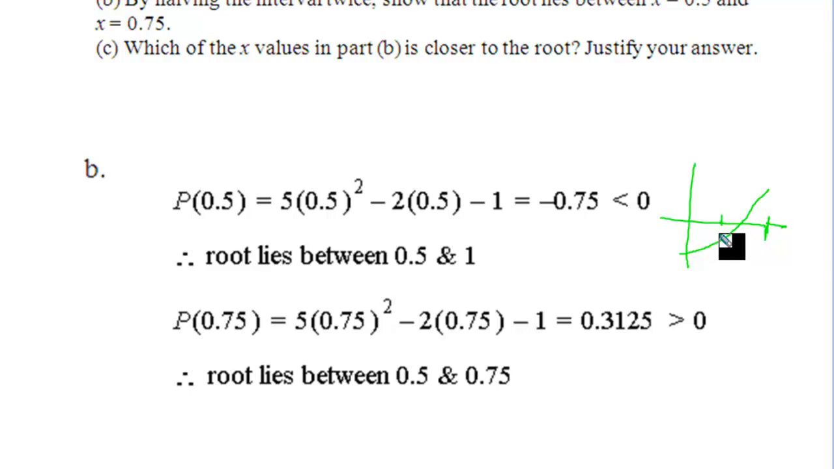So when we take a half, it's still negative. So when we take the half value there, it's still negative. So it must lie between a half and 1. We apply it again, so we get the midpoint of a half and 1, which is 0.75.